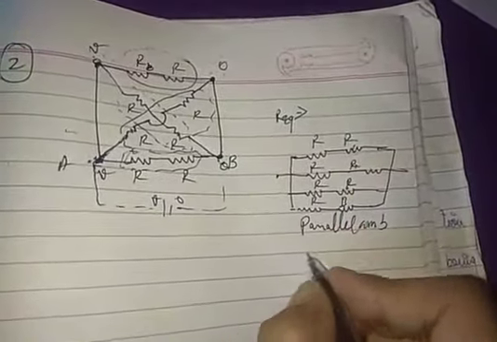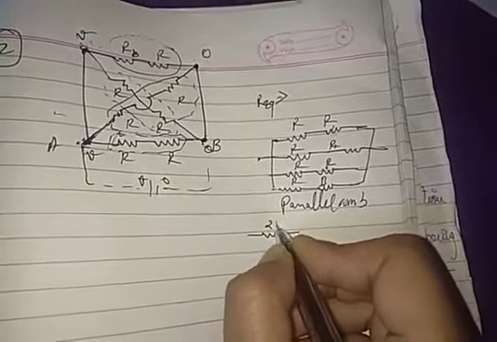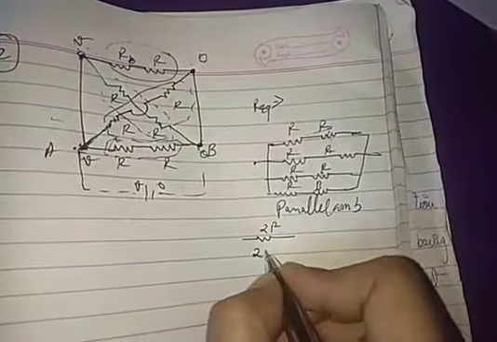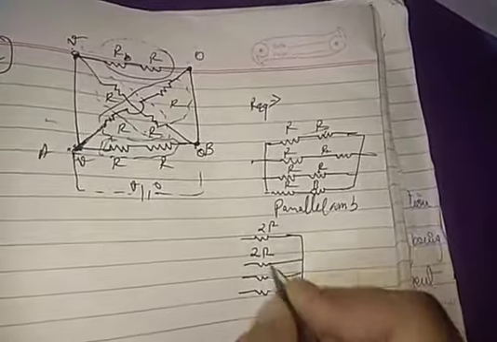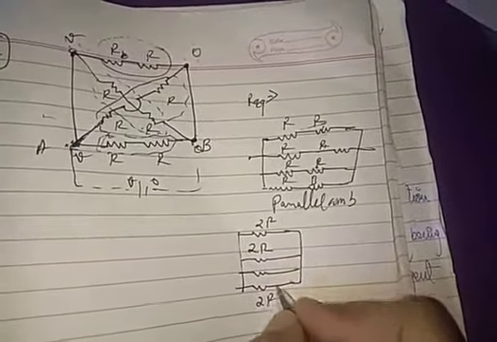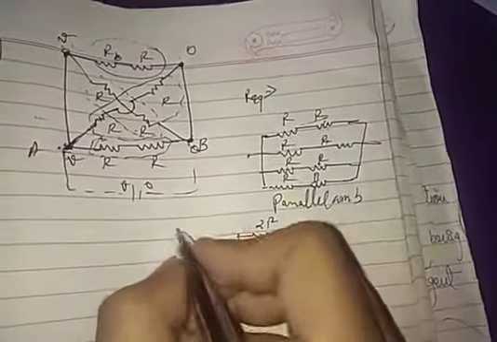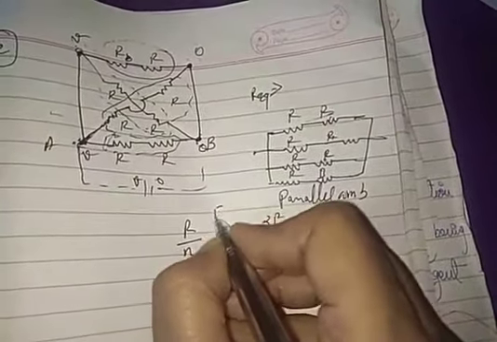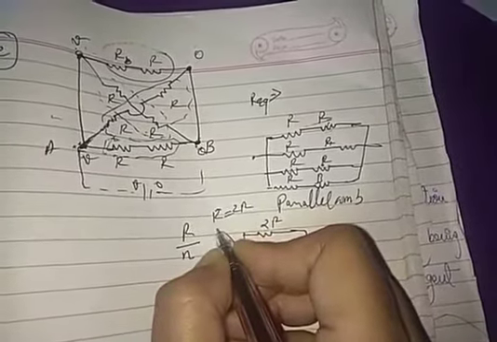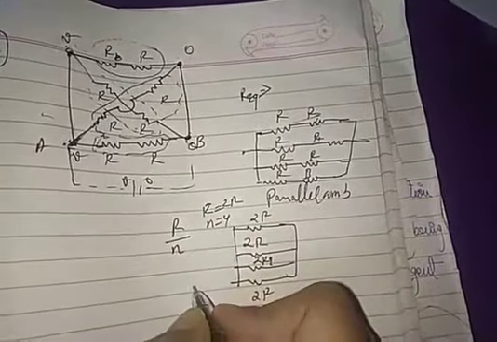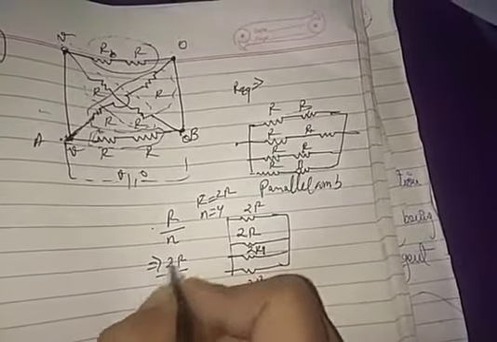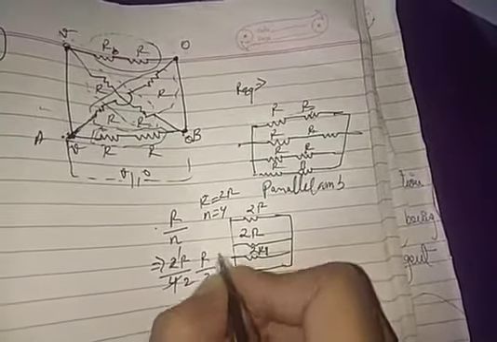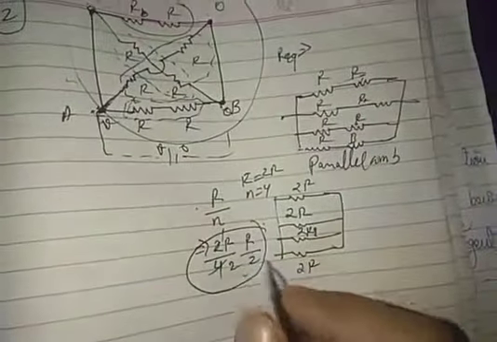So we can write 2R, as they are in series. 2R, 2R, 2R, and they all came in what? Parallel. Now again apply the same formula, R upon N. So R is equal to how much? 2R, and N is equal to how much? 4. So apply it. R is equal to 2R, N is equal to 4. So 2 ones are 2, 2 twos are 4. So it becomes R by 2. So the equivalent resistance, the total resistance of this circuit, will be R by 2.